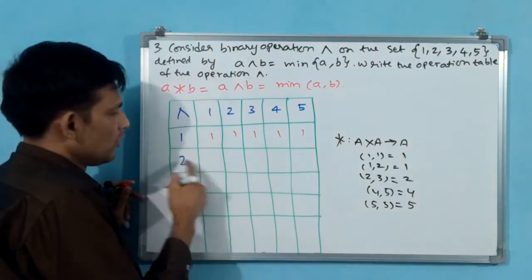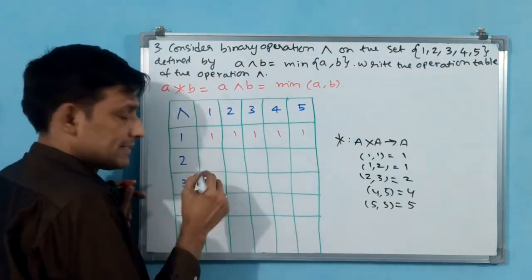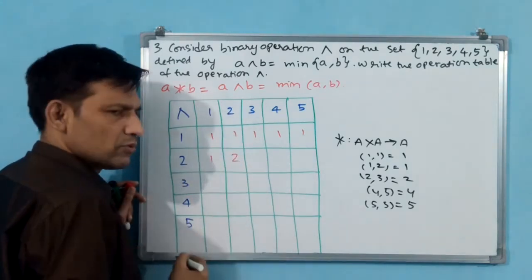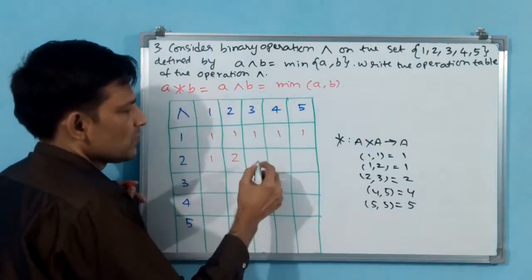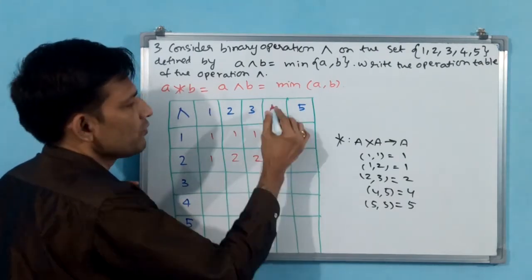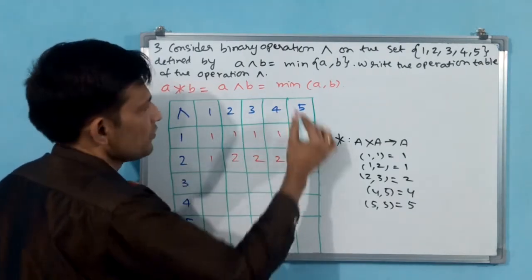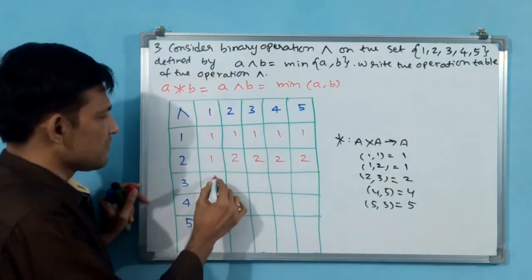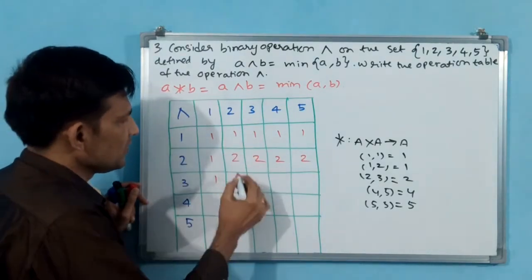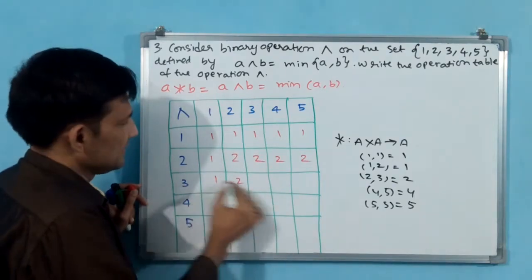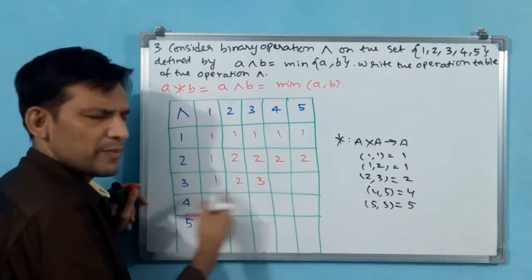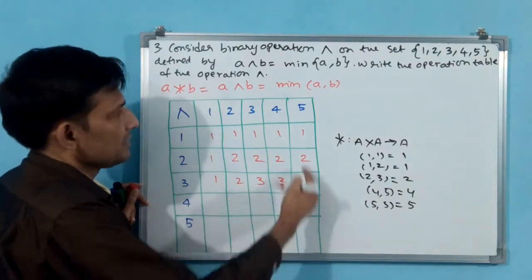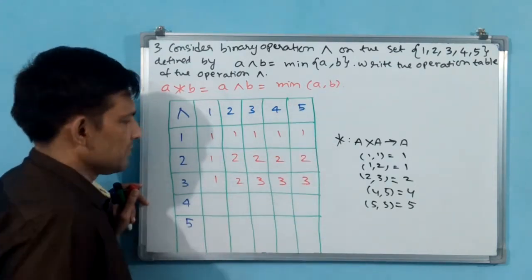Now come here. 2 1, 1 is the minimum, not 2. 2 2, both are the same. 2 3, 2 is the minimum. 2 4, 2 is the minimum. 2 5, 2. Now 3 1, 1 is the minimum. 3 2, 2 is the minimum here. 3 3, 3, the same number. 3 and 4, 3 is the minimum. 3 and 5, 3 is the minimum.